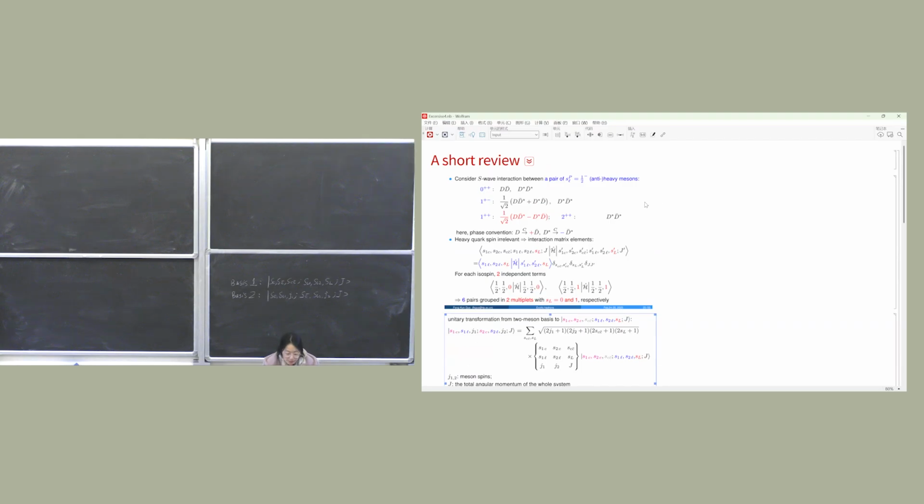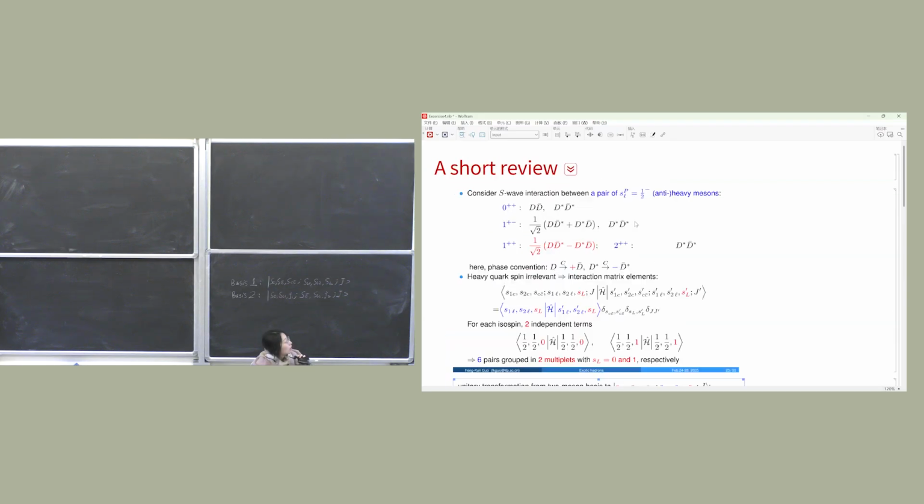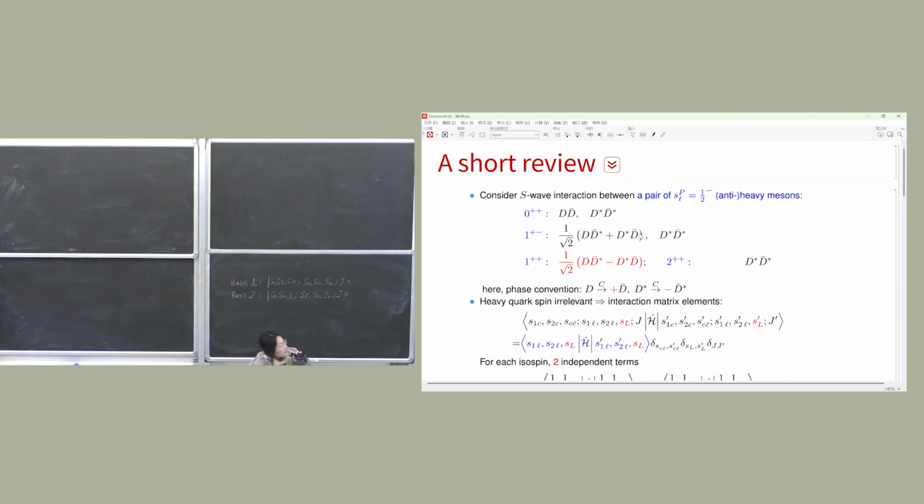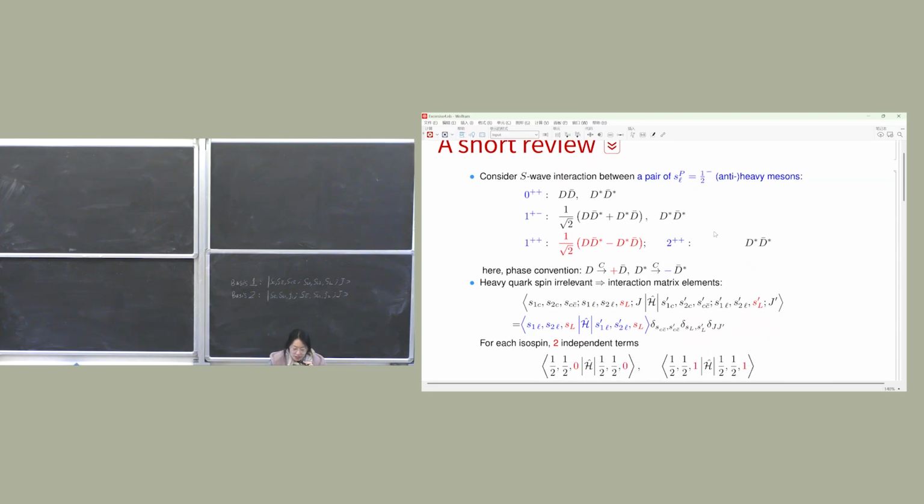So today I used the representation. Here are some pieces from the Focus slide, and you can download the slide from the DZI website, right? As mentioned, for the HH bar system, there are 6 pairs, which are classified by the different GPC quantum numbers and listed here.